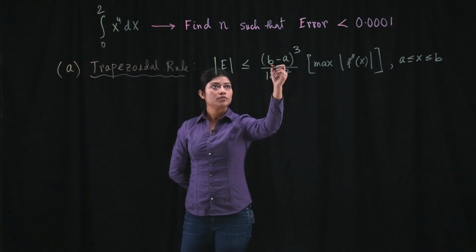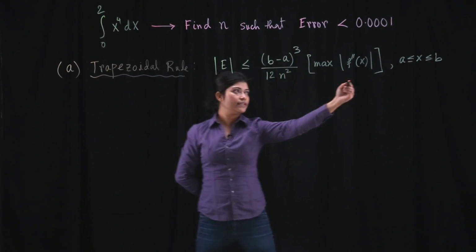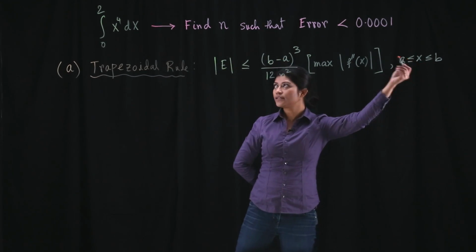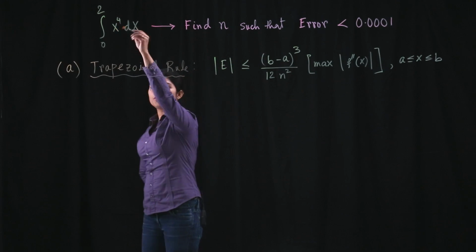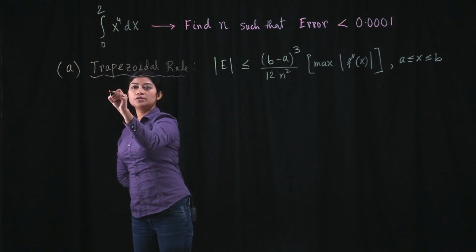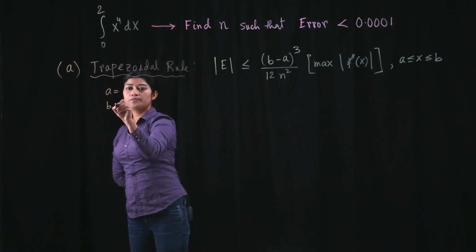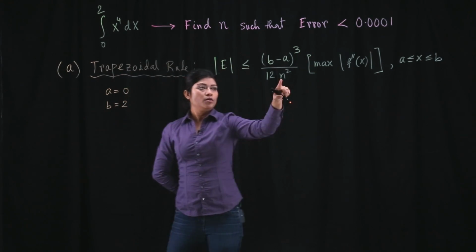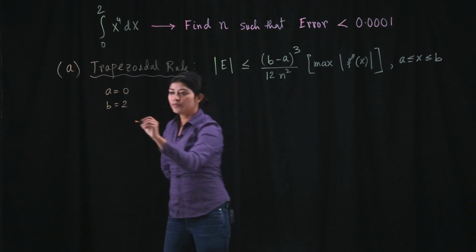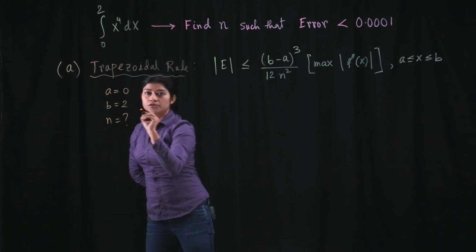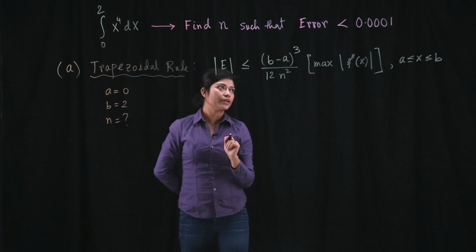Okay, so a and b, they're obviously the interval that we are looking at, and the interval is 0 to 2. So let's write it down. a is 0, b is 2, okay. What is n? We don't know. That's what we have to find. So let's put a question mark.